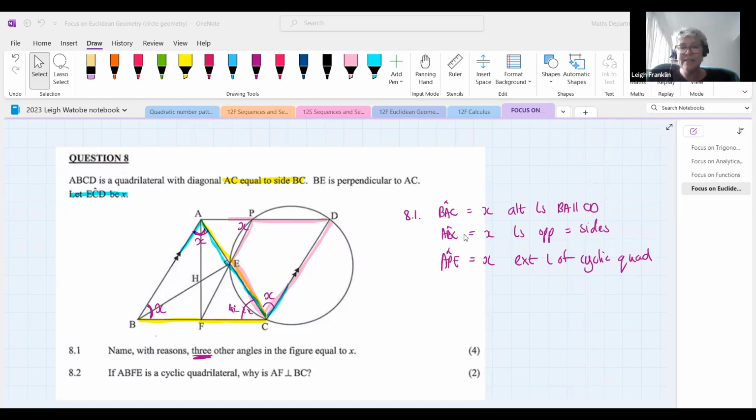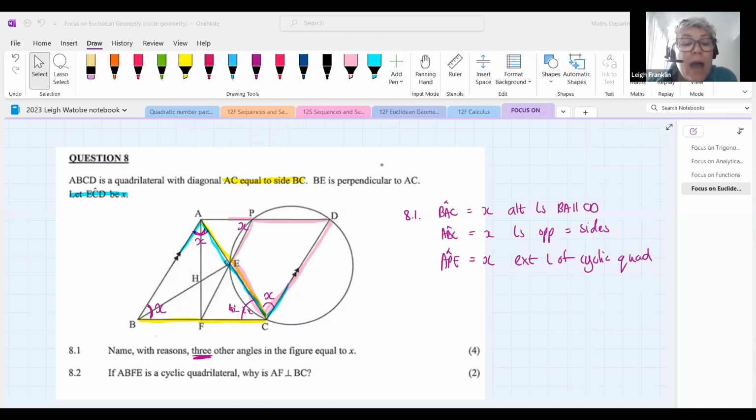Okay, and they didn't tell us this in the beginning, all right? They didn't say that PDCE is a cyclic quad because they wanted to make the question that little bit more difficult. All right, so there we have found our third angle, tucked away there at the exterior angle of the cyclic quad.